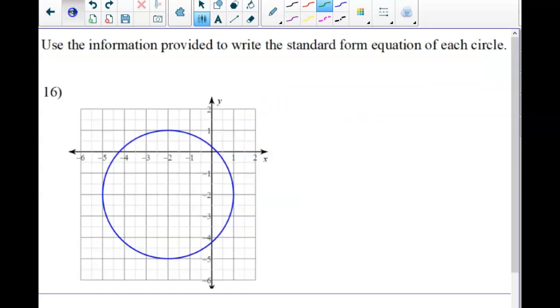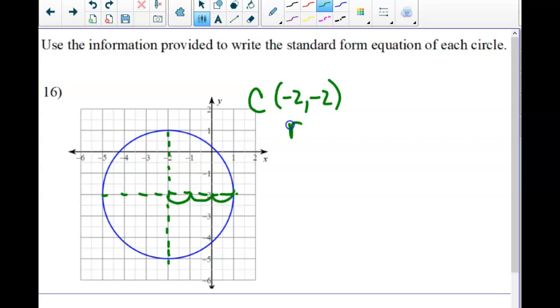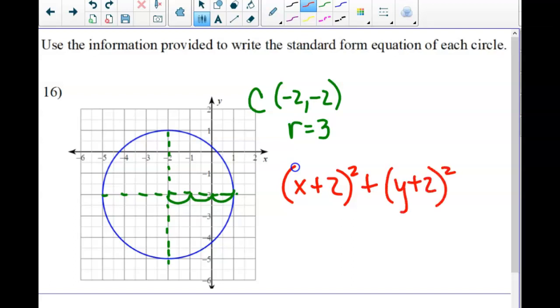All right. Let's go to 16 and be done. I had to kind of draw this in. I think you have some of these on Delta Math, so I put this one in, but can anybody tell where the center is? Negative 2, negative 2, and the radius? Careful, these are 1, 2, 3, right? So the equation would just be x plus 2 squared plus y plus 2 squared equals what? 9.